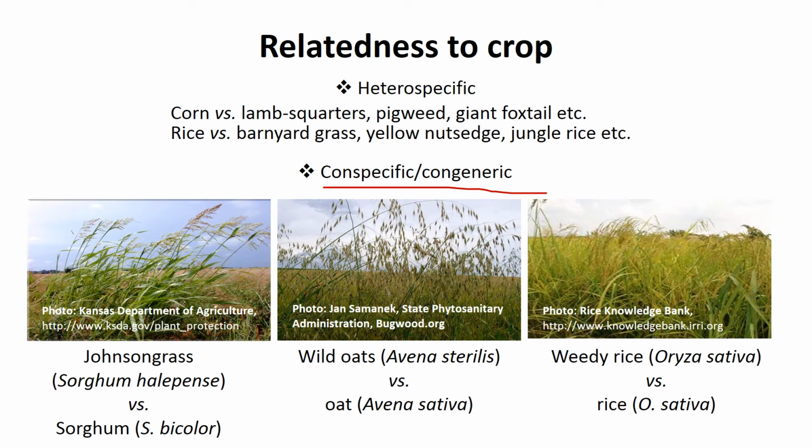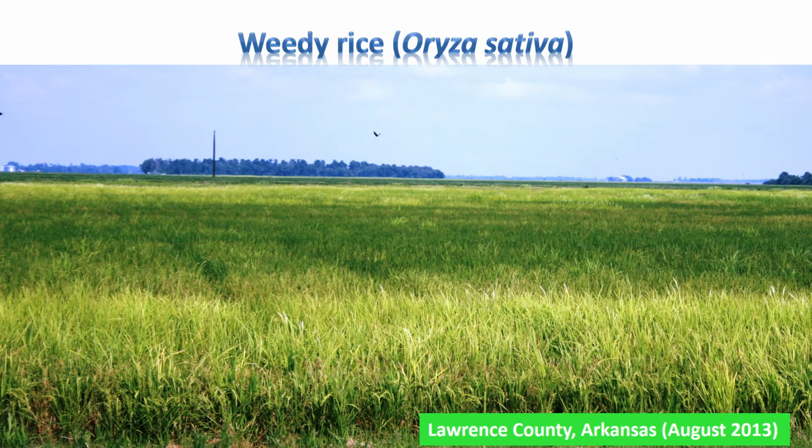So for example, Johnson grass is the weed species. Sorghum is the crop, and the Sorghum halepense or Johnson grass is the weed for the sorghum. Wild oats is the weed for the oat, and weedy rice is the weed in the rice cultivation system. So this is conspecific, they are the same species. This is how bad weedy rice infestation is in the rice field. We will have a field trip to a rice field to see how bad the infestation is yourself.